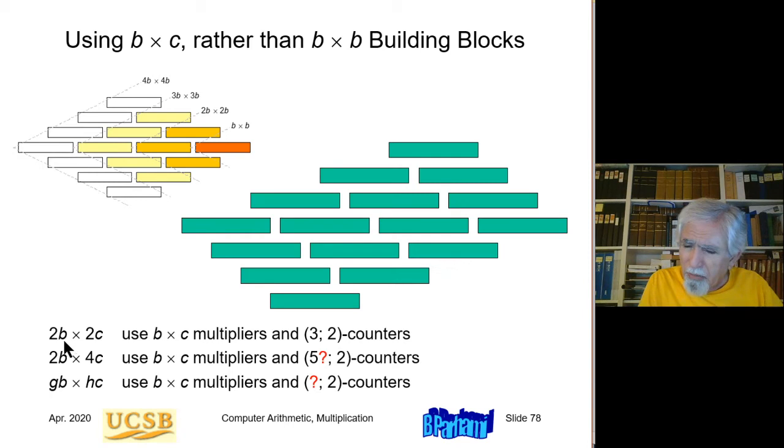Depends, of course, on the B and C values. The closer B and C are together, the closer we get to this square situation. But if B and C are quite different, then this matrix will be sort of skewed and some of the overlaps will be eliminated.